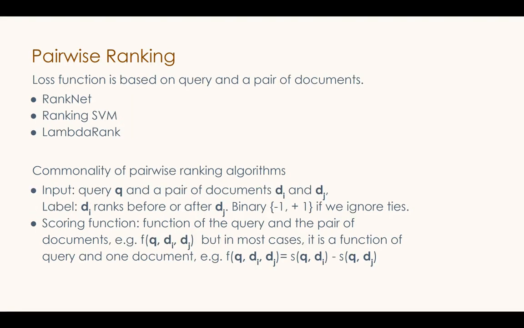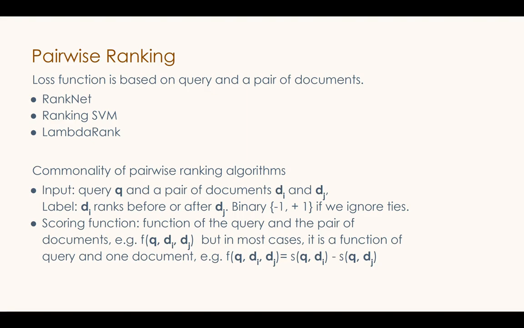In pairwise ranking, the loss function is different. It's based on a query and a pair of documents, and so is the input. There are many algorithms in this category. This is actually a very important category. I list three examples here: one is RankNet, another is ranking SVM, and the other one is LambdaRank. We will go over these algorithms in a later slide.